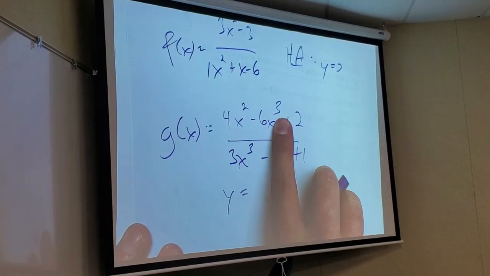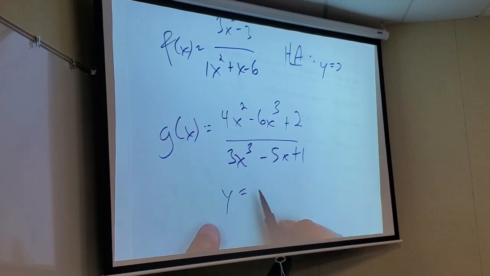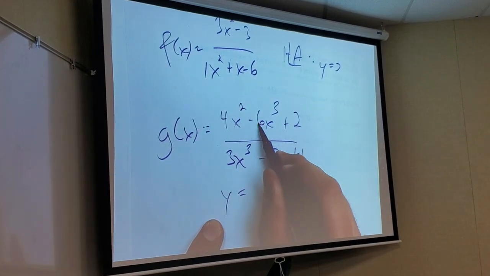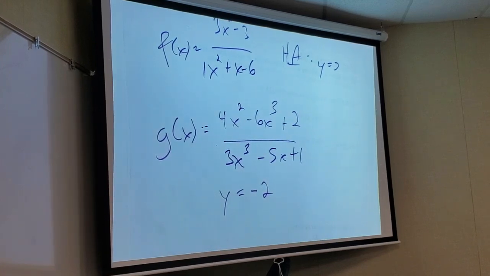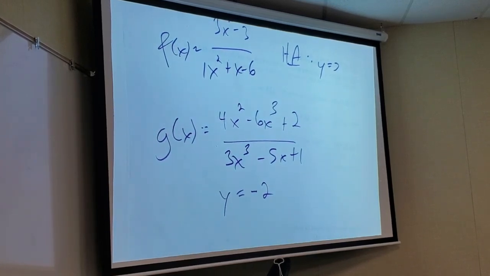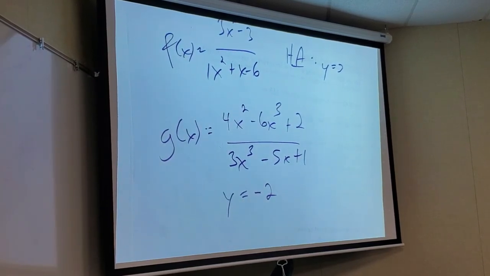Isn't the top third degree? Yeah. Isn't the bottom third degree? Yeah. Okay. So what's the horizontal asymptote? -6 over 3. -6 over 3 is? -2. There you go. There would be a line at negative 2. That's only if they're the same degree.